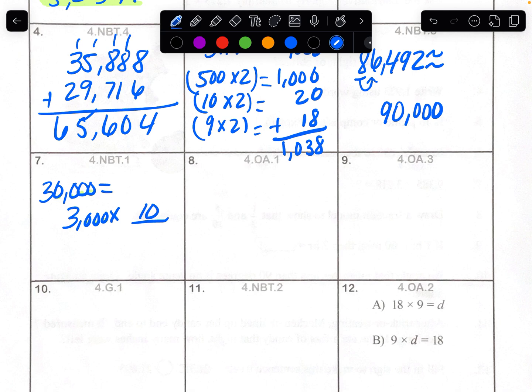All right, number 8. Molly biked 4 times as many miles as Ollie. Ollie biked 8 miles. How many miles did Molly bike? All right, so Molly biked 4 times as many as Ollie. We know how many Ollie made, but we don't know how many Molly did. 8 times 4 is 32 miles. Give yourself a check if you got it.